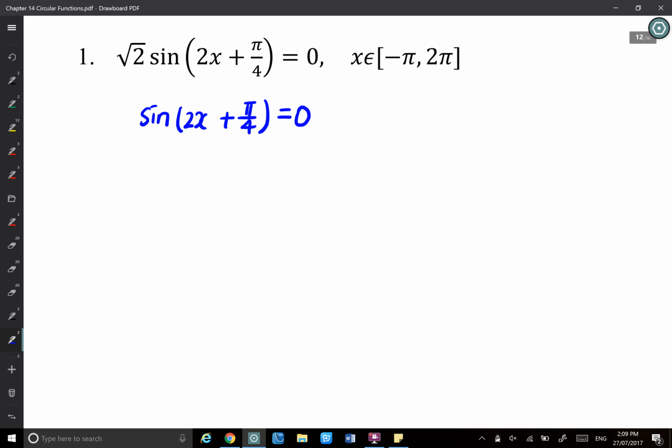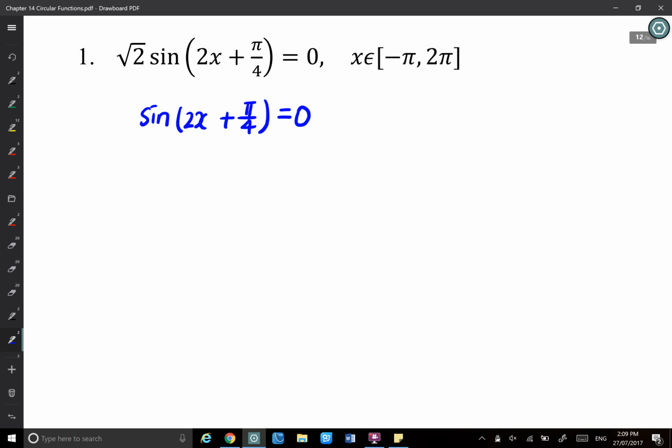Sine something equals to 0. Can you tell me what's the something? Sine what equals to 0? That's what you're trying to think about. In the first period, in the first 0 to 2 pi, you don't need to think about any other values. You just think about from 0 to 2 pi. Sine what equals to 0? The angle must be on the x-axis.